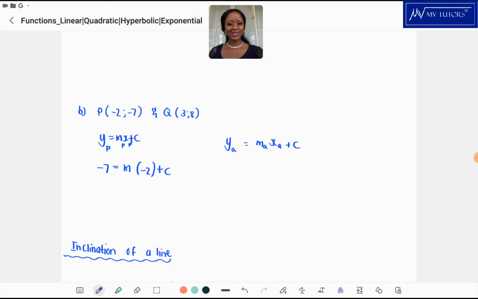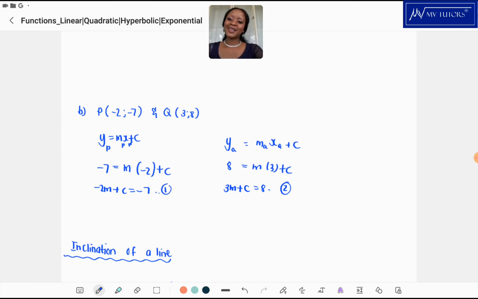And this is still straight line functions, so this should be easy. For Q, the y value is 8. We don't know what the gradient is, but the x value is 3, plus C. If I simplify that, I have 3m plus C is equal to 8. This is my second formula. Here I have -2m plus C is equal to -7. That's my first equation.